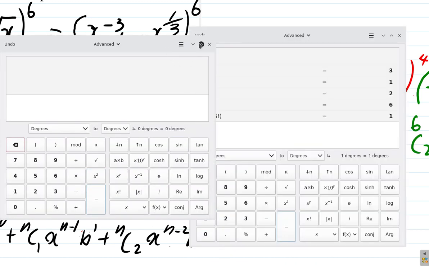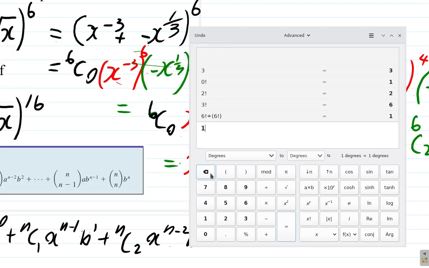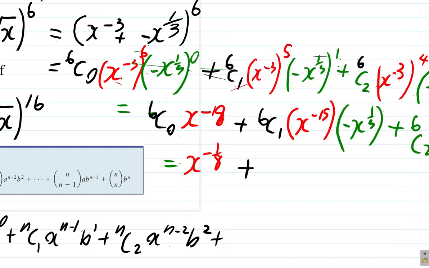So what we're going to have here is 6 factorial over, let's use 2 open bracket, 6 minus 1, close bracket, factorial times 1 factorial, close bracket, equal. Good. So this is 6. I know that this would be 6, but wanted to make sure. This is 6 x to the negative 15.